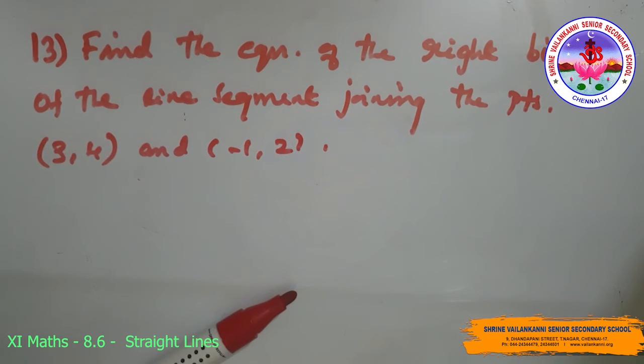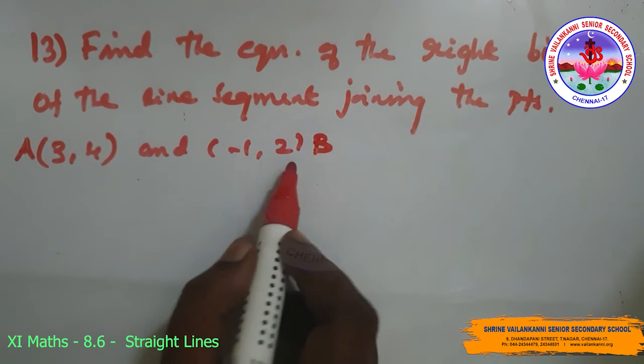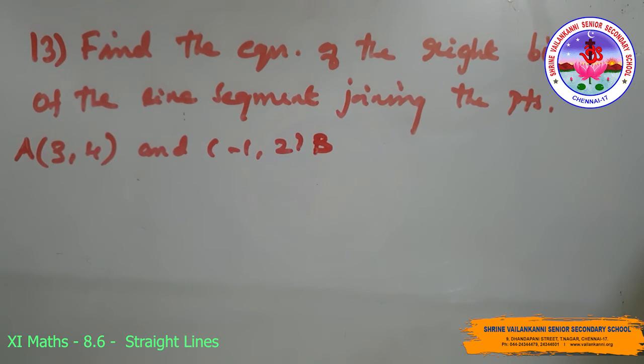13th question, find the equation of the right bisector of the line segment joining the points 3, 4 and minus 1, 2. Here the right bisector of a line segment bisects the line segment at 90 degree. So the end points of the line segment, we can take 3, 4 as A and minus 1, 2 as B. Using the midpoint theorem, you can find the midpoint of AB and the slope of AB. Then we have to find the slope of the line perpendicular to AB. Using that, we have to find the equation of the line.